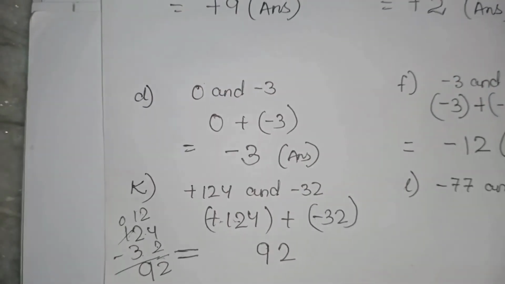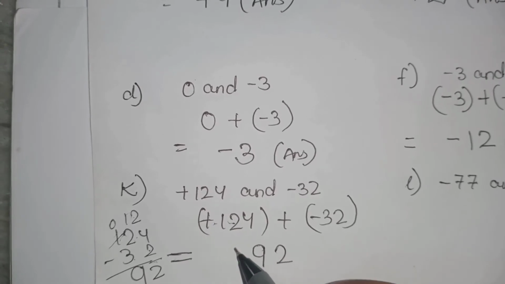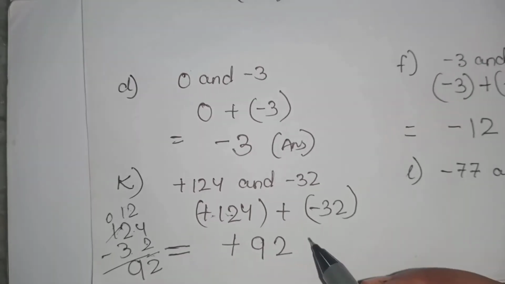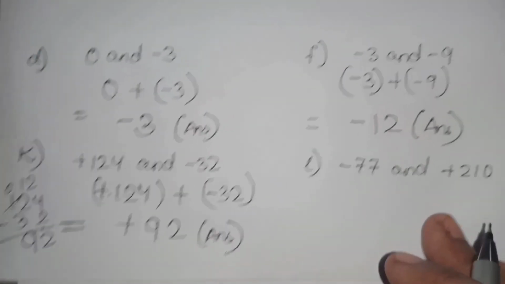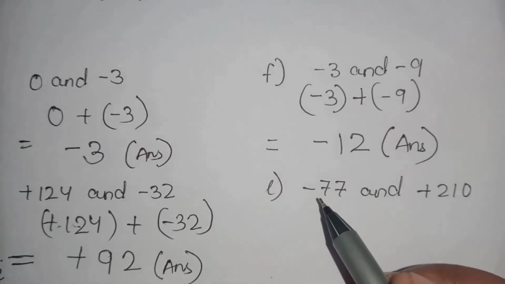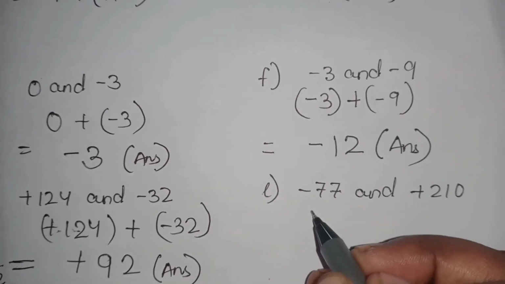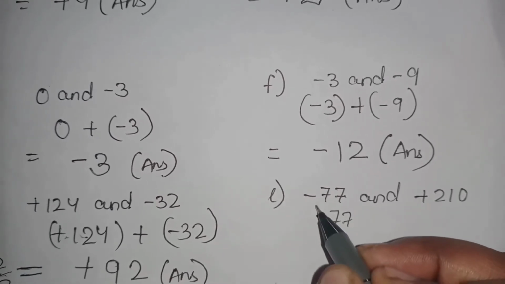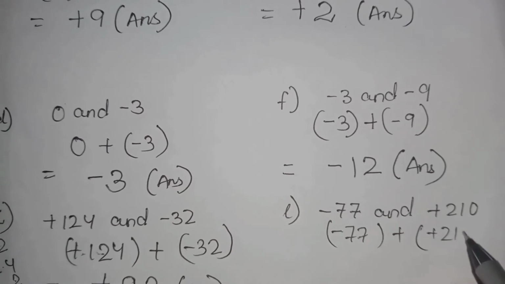Now let's remove our finger. In front of 124, which sign is there? Plus sign. So we'll put the plus sign. So this is the answer. I hope you are understanding. If you're not understanding, see the video again and again. Now minus 77 when added to plus 210.